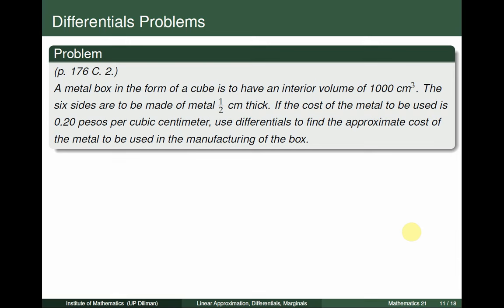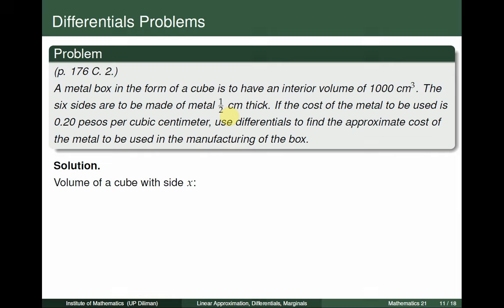If you want to solve this problem without looking at the solution first, you may pause the video now. I'll give you 5 seconds. Okay, so what is being asked? That's right, it's the approximate cost of the metal to be used. But the cost of the metal is 0.20 per cubic centimeter. In other words, to approximate the cost, we just need to approximate the amount of metal used. But what is the amount of metal used here? It is the difference in the volume of the interior and the volume of the interior plus the sides.